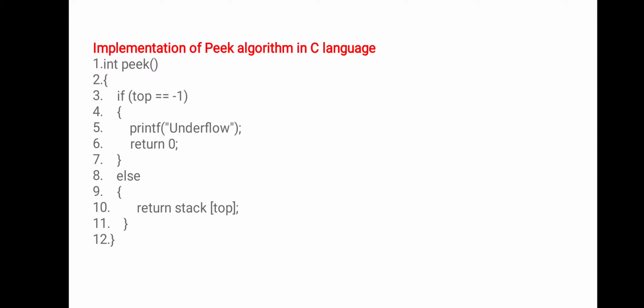That means if it is full, then there is no way to insert a new element into the stack. And the condition for checking whether the stack is full or not is if top equal to max stack - 1 or n - 1, then we simply say stack is full. And second, pop is a function which is used to delete an element from the stack.